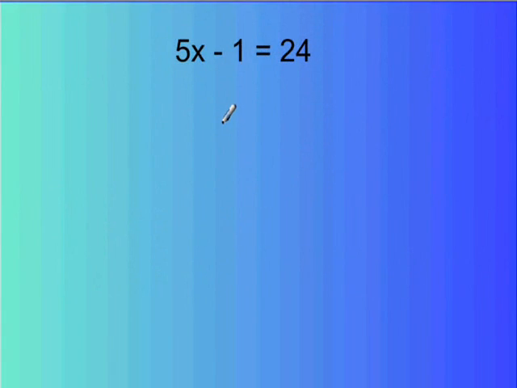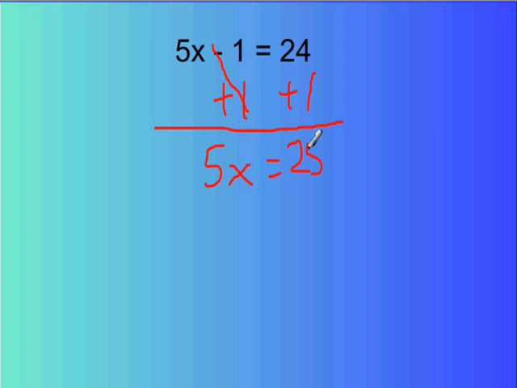Here's a slightly harder problem. 5x minus 1 equals 24. Again, we have to isolate the variable by getting rid of the minus 1. To do that, we need to find the inverse of subtraction, which is addition. Now we add 1 to both sides of the equal sign. That eliminates the minus 1 and gives us 5 times x equals 25.